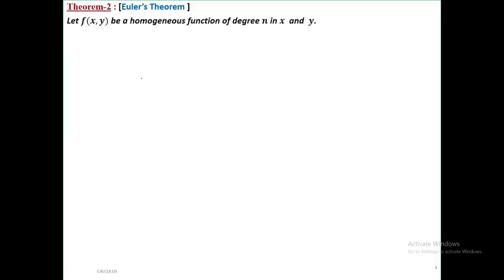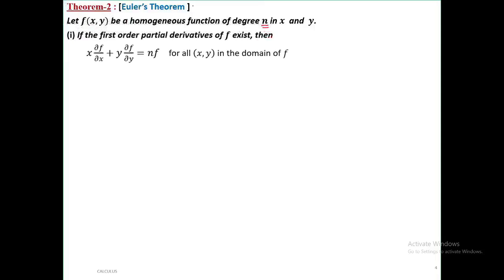Here the requirement is: let f of x comma y be a homogeneous function of degree n in x and y. That means it is a two variable function which is a homogeneous function of degree n. This is the requirement. Then the conclusion: if the first order partial derivatives of f exist, meaning fx and fy, then x into dou f by dou x plus y into dou f by dou y is exactly equal to n into f. What is n? The degree of the homogeneous function, and f is the given function.